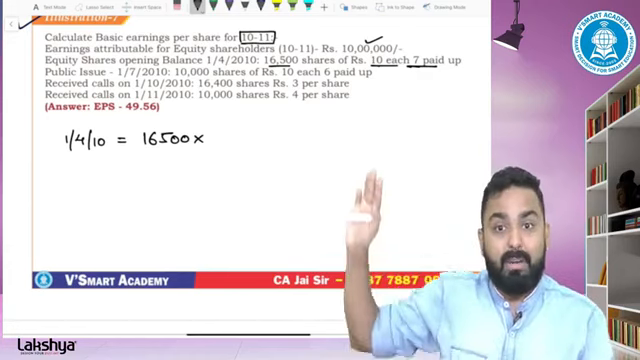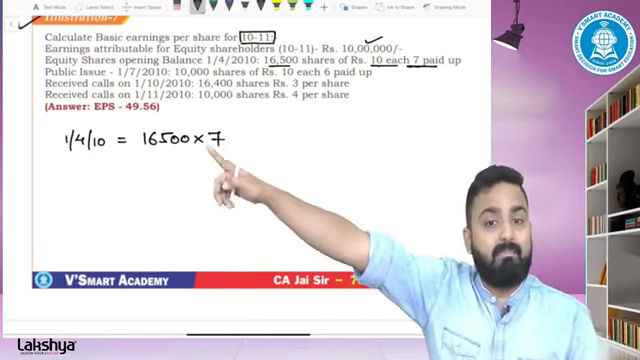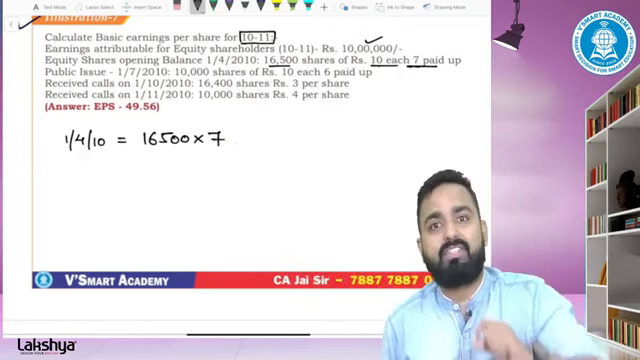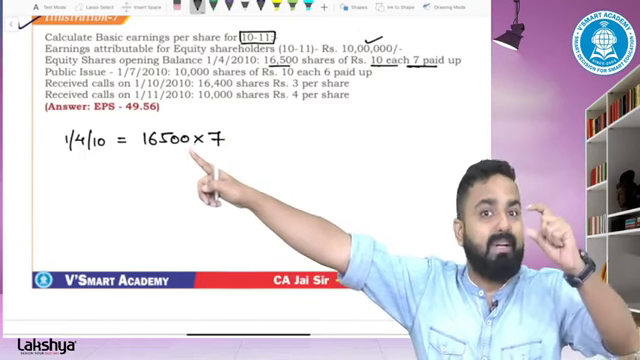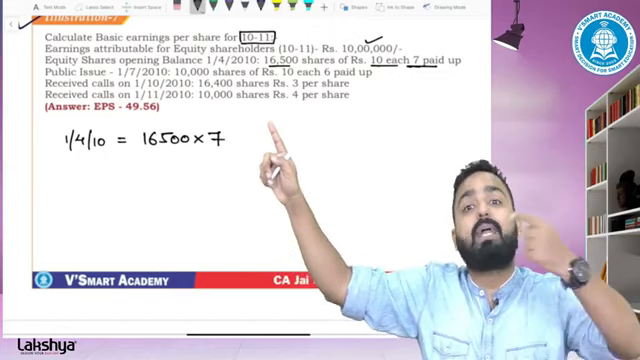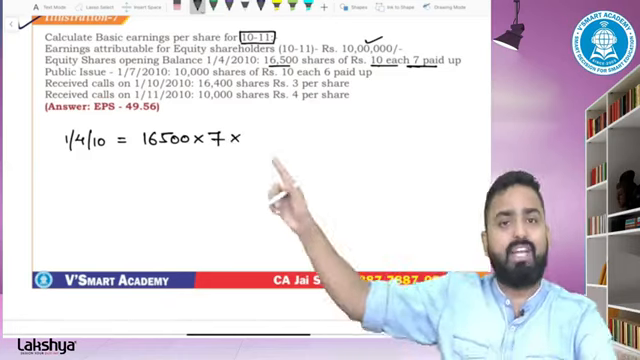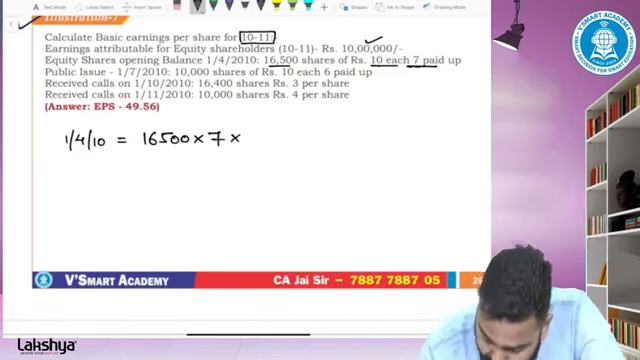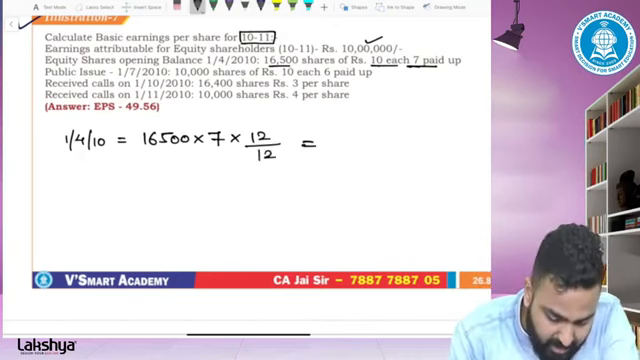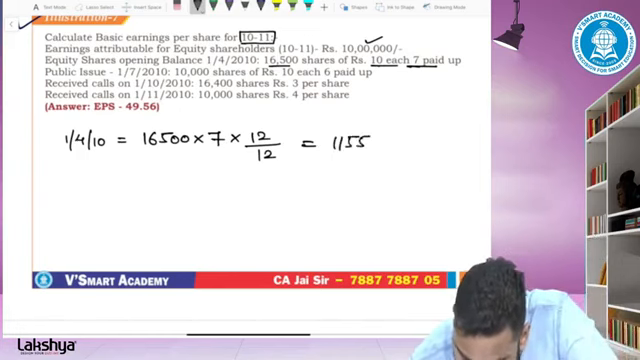16,500 is the number of shares, but since it is partly paid, I will multiply it by 7. When I multiply it by 7 rupees, it becomes equity share capital in rupees. 16,500 was the number; when I multiplied it by 7, it becomes the amount of share capital. It was outstanding since the beginning, so into 12 by 12. So 16,500 into 7 into 12 by 12 is 115,500.